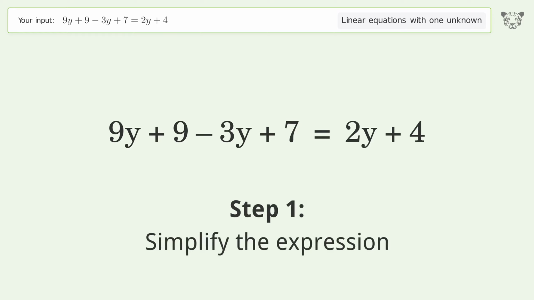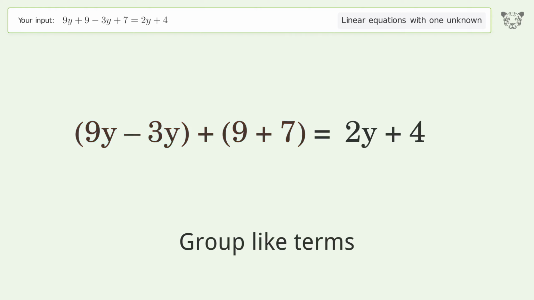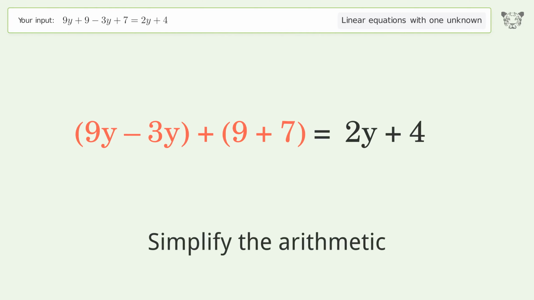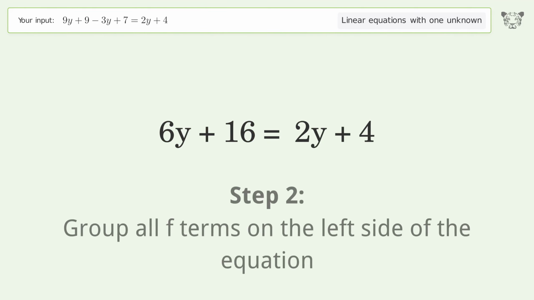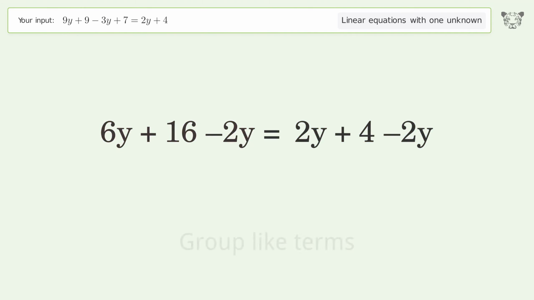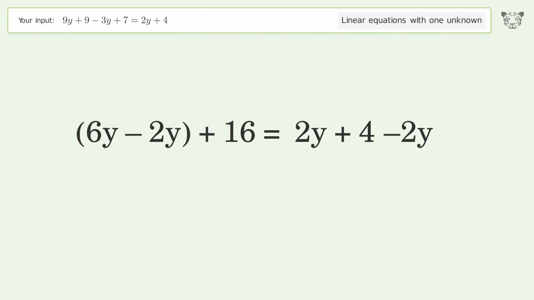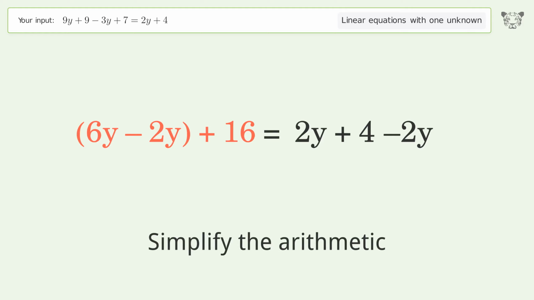Simplify the expression. Group like terms. Simplify the arithmetic. Group all y terms on the left side of the equation. Subtract 2y from both sides. Group like terms. Simplify the arithmetic.